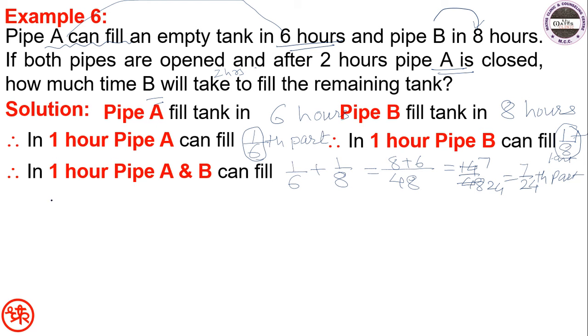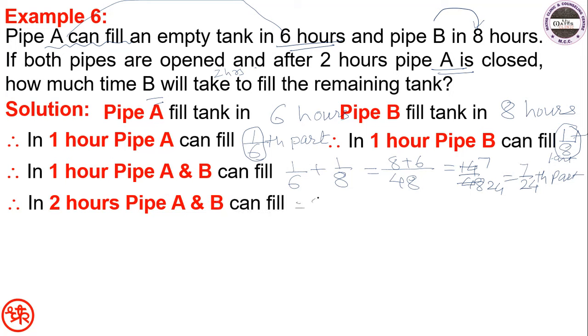So now in 2 hours, because pipe A and B both are open for 2 hours, they can fill how much? It is equal to 2 into 7 by 24. That is, 2 1s are 2, 2 12s are 24, that is 7 by 12th part of tank.